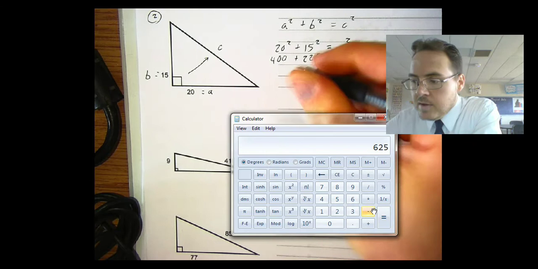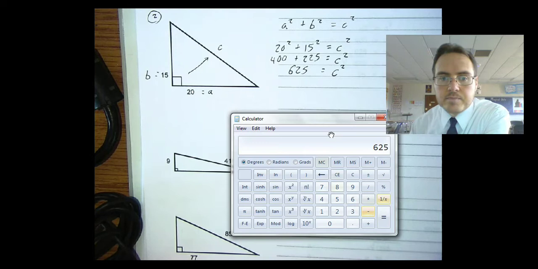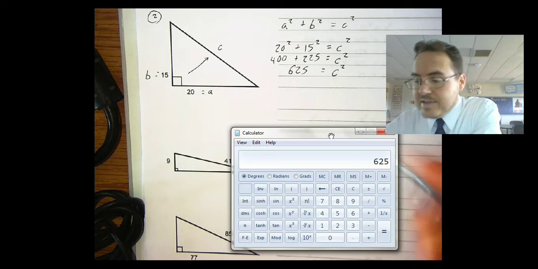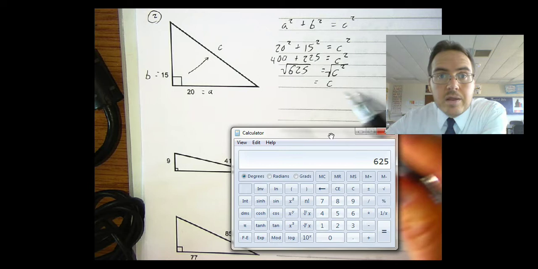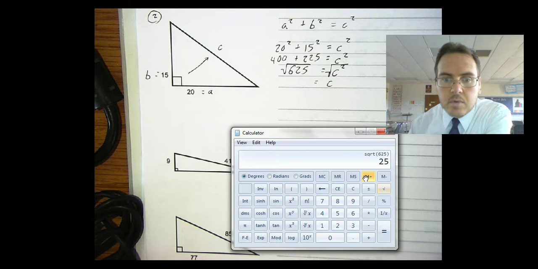Okay, so 625 is equal to C to the second power. Now here's the tricky part. To get it down to C, I'm gonna need to take the square root, the second root of both sides. Well, the square root of C squared is just C. The square root of 625, I'm gonna hit my square root button. Comes out to be 25, and I can prove that if I just do 25 times 25, it comes out to be 625, so I'm sure that's right.